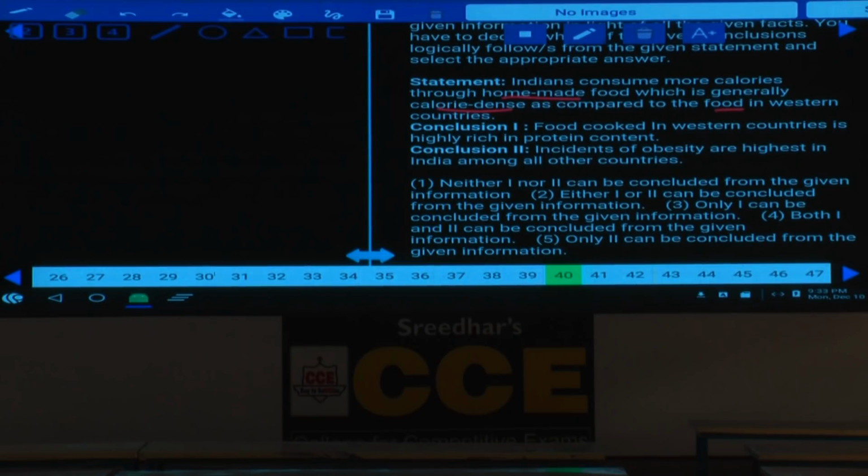But as the first one says, food cooked in Western countries is highly rich in protein. Now what can we definitely conclude here? They are not as calorie dense as Indian food is. That's the only thing we can derive. But whether they are rich in protein or less in protein is nowhere clear. Nothing has been specified about the protein content. Hence one cannot be determined. The incidence of obesity being highest in India among all other countries also cannot be concluded. Hence, neither 1 nor 2, choice 1.